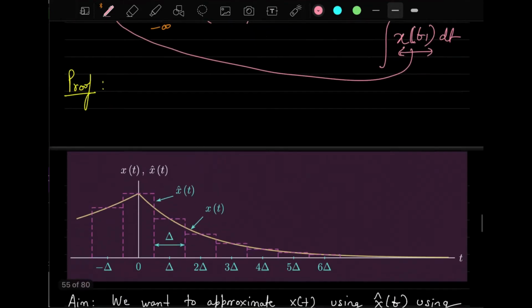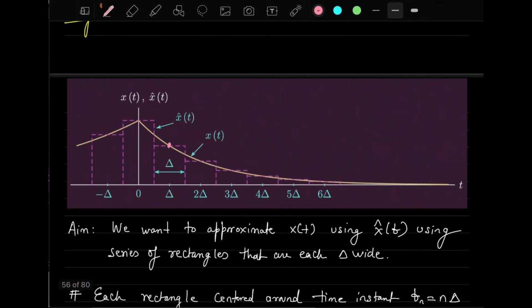As you can see here, this point is actually x of n lambda, where n is 1 here, so it's x of lambda. This point is x of 2 lambda. So all these are actually the heights of the pulses which you are multiplying with the rectangular pulse. Understood? Yes, yes. Okay, any other question?